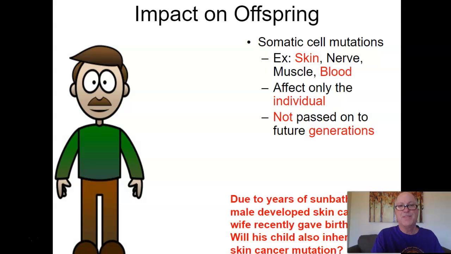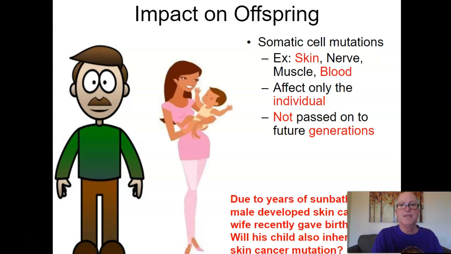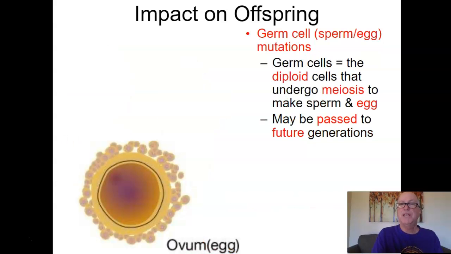But of course, that didn't affect his gametes, his sperm cell, and therefore he can't pass that on to his kids. Those mutations that happen in your skin cells or other somatic cells don't get passed on to your kids. If you have a mutation in a germ cell, which are your sperm or your egg producing cells, don't worry about these terms, we'll come to these next unit. But diploid cells that undergo meiosis, make our sperm and egg, they can be passed on to future generations.